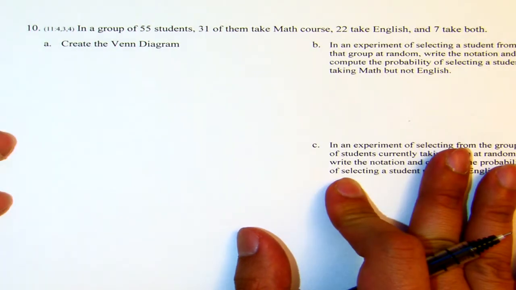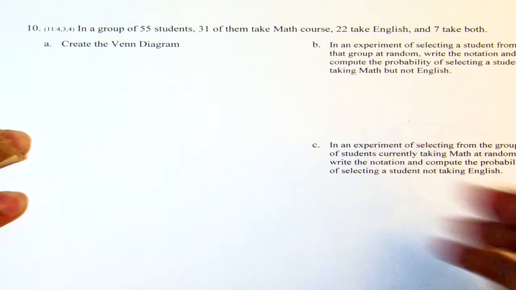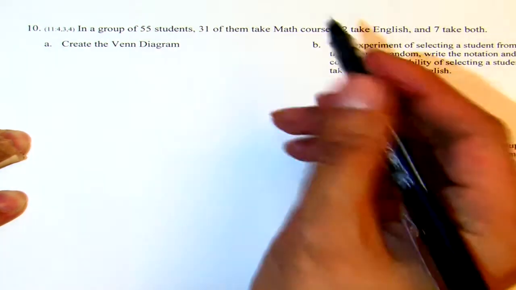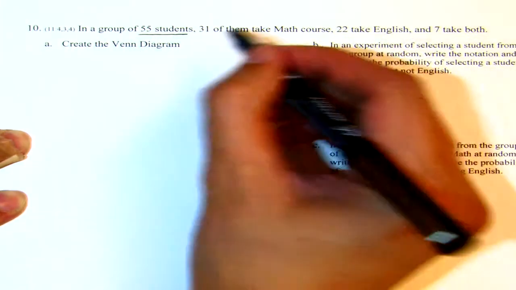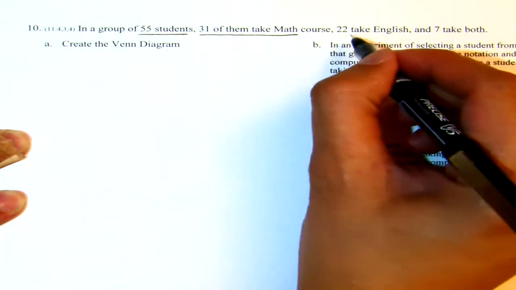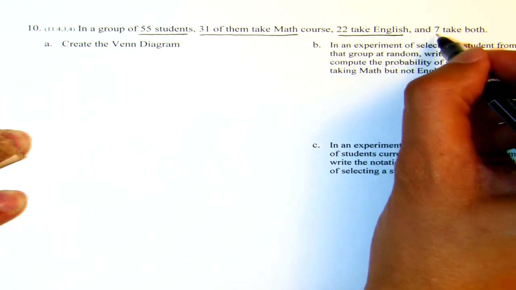Now we will work on a question from Fall 2011 Math 227 Test 1 number 10. In this question, in a group of 55 students, so the total number of students is 55, 31 of them take math, 22 take English, and 7 take both.